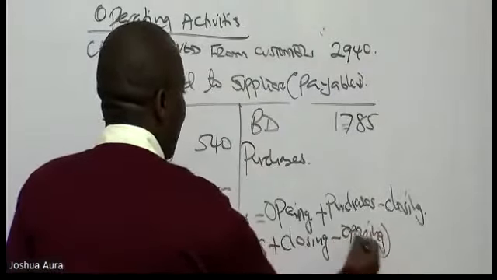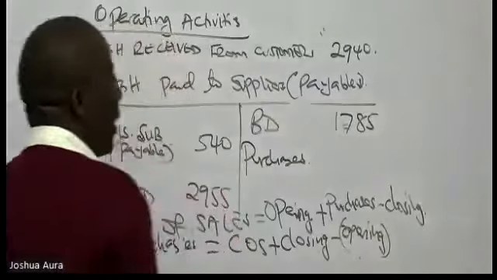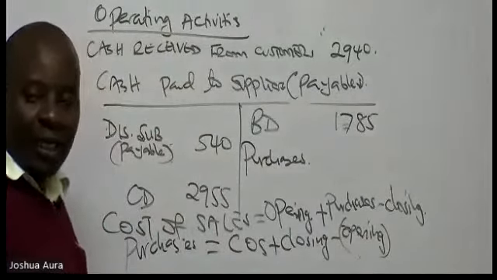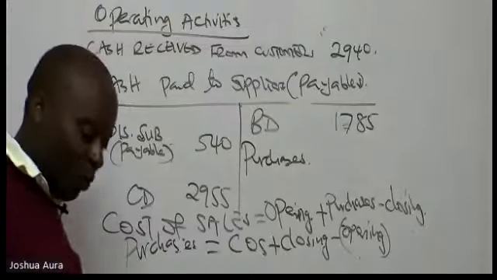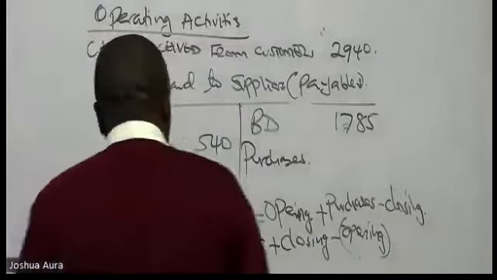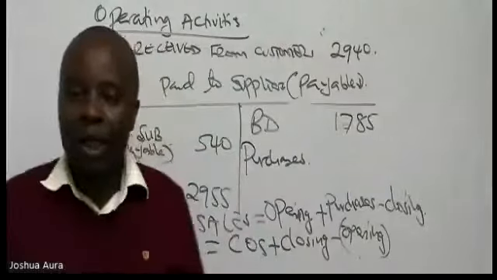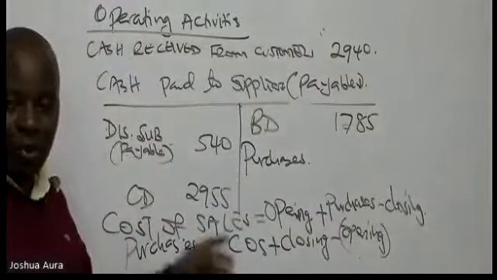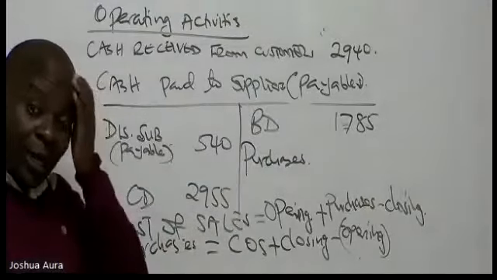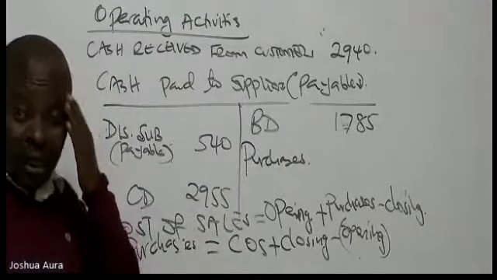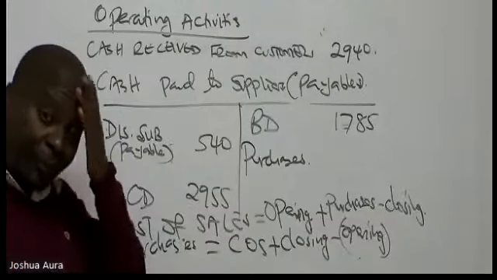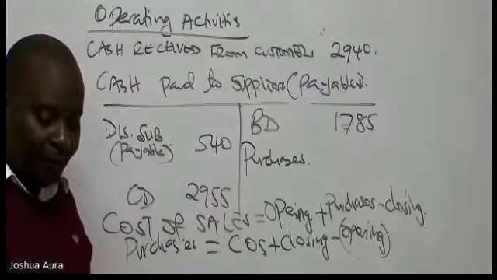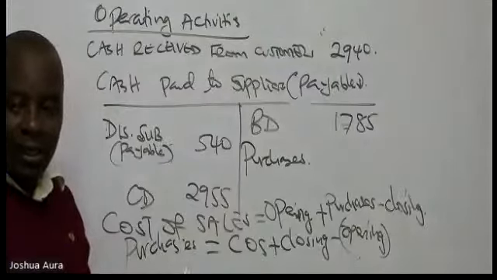But again, remember that opening in this case, ladies and gentlemen, we must always put opening in brackets. Always, whenever you see opening, you must always put opening in brackets. Great. So then I would want us to look for cost of sales in this question. Is there somebody who can see cost of sales in this question from the income statement?